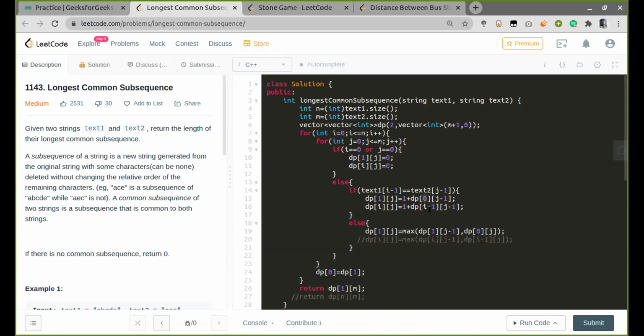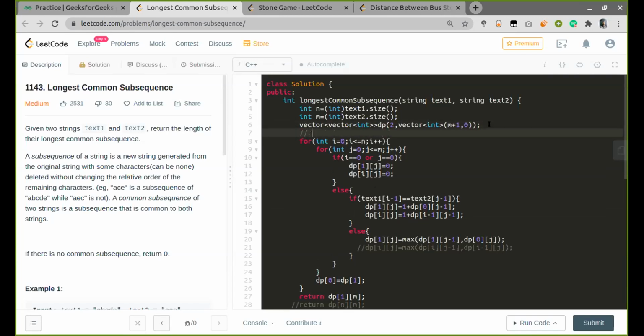I didn't get what your vector is. DP is a matrix of size 2 by m. Yes, 2 rows are there and m columns. So dp of i j is equal to dp of i minus 1, j minus 1 if both the characters are the same.